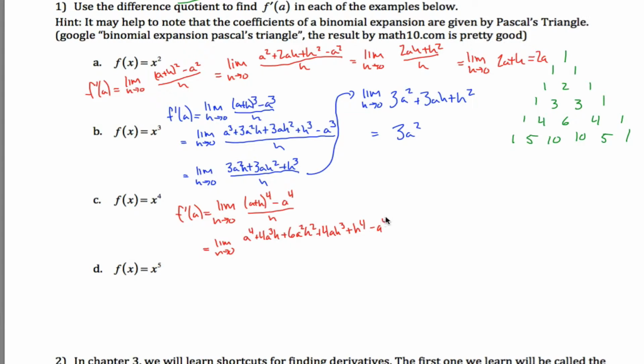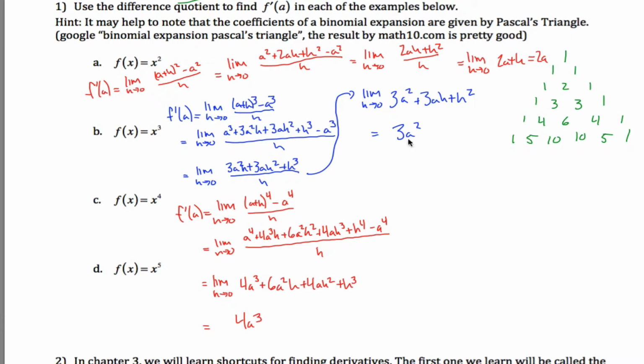And from that, you want to subtract a to the fourth power, and you want to divide that whole thing by h. And same thing happens that's been happening. The a to the fourths cancel out, and the h cancels out with an h that's in every term that remains. And what I get is the limit as h approaches 0 of 4a cubed plus 6a squared h plus 4ah squared plus h cubed. I subtracted 1 from the exponent of each h. And I can evaluate this limit. I can change all the h's into zeros, and I just get 4a cubed.